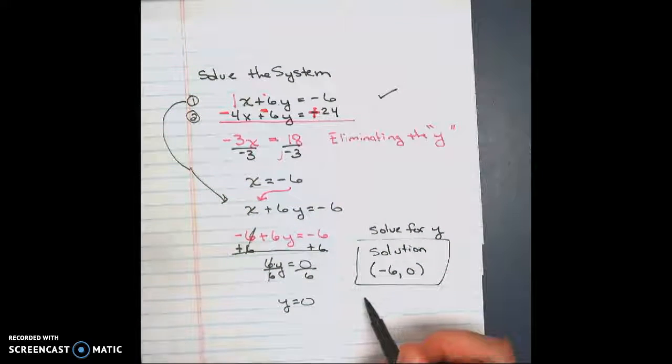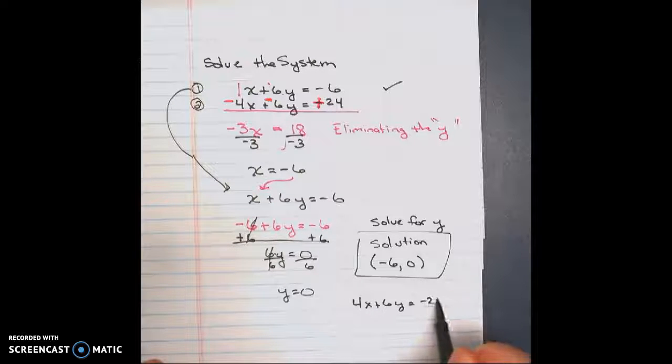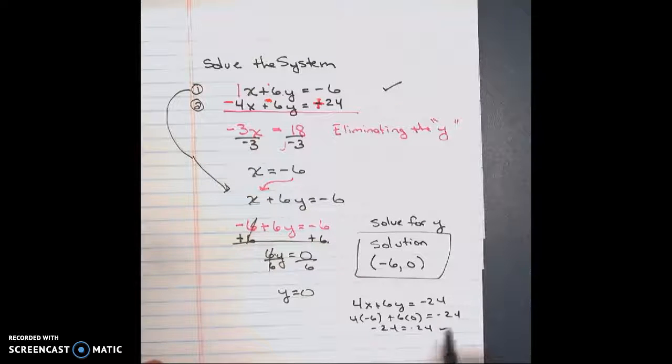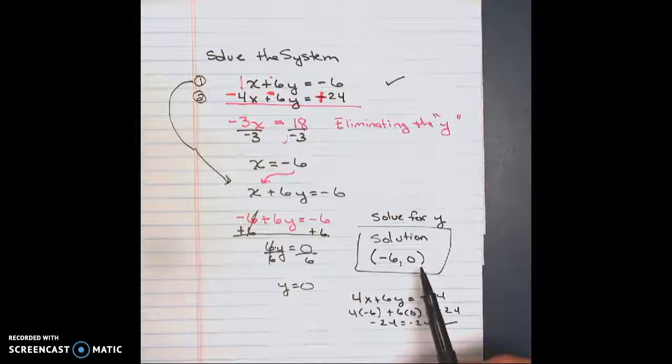And then if we look at our other equation, maybe it's worth writing down. Our other equation said 4 times x plus 6 times y was equal to a negative 24. Well, 4 times a negative 6 is a negative 24. 6 times 0 is 0. So yes, negative 24 is equal to negative 24. It did work in both. And so we did come up with the right solution.